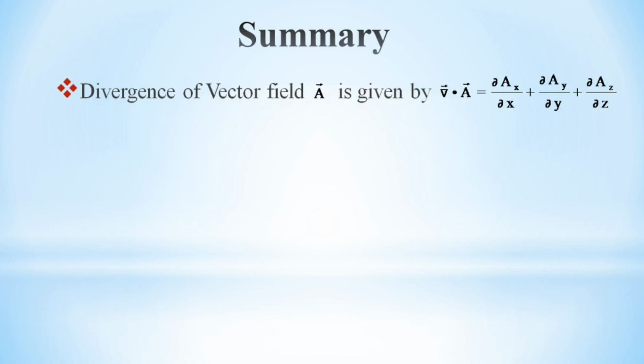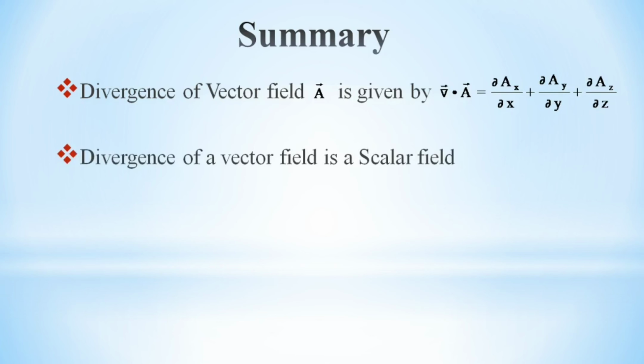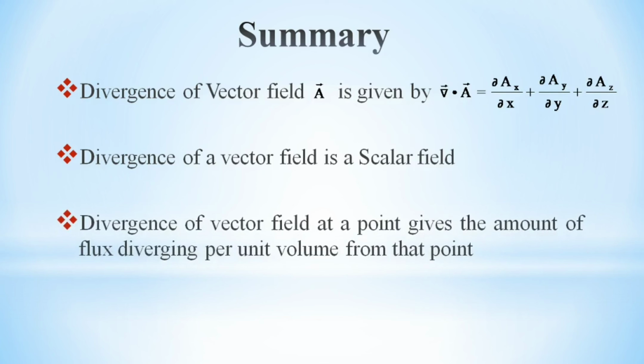Let us summarize what we have learnt in this class. Divergence of vector field A is given by del dot A is equal to dou Ax by dou x plus dou Ay by dou y plus dou Az by dou z. Divergence of a vector field is a scalar field. Divergence of a vector field at a point gives the amount of flux diverging per unit volume from that point.